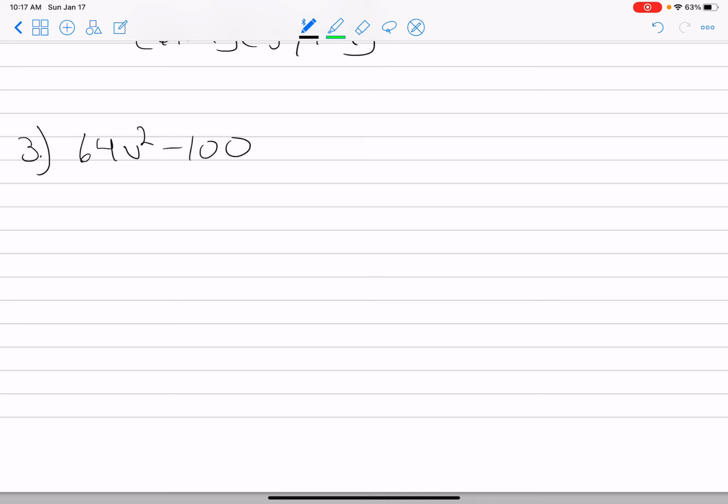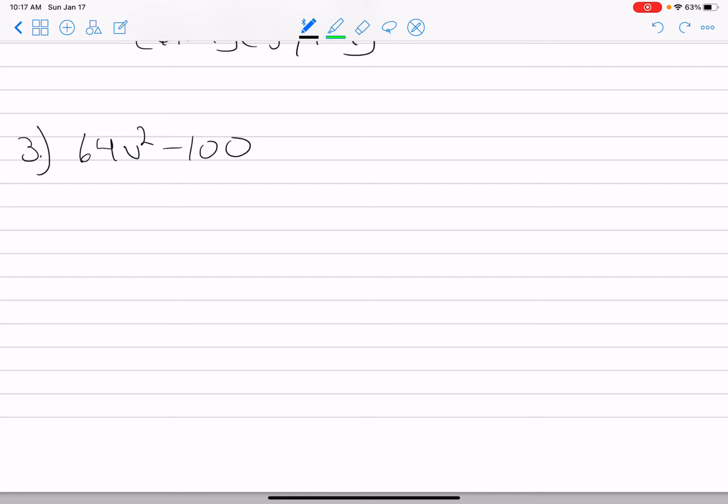All right. I see 2 terms. So I want to see, is it a special case? Is it a difference of squares? Is it a sum of cubes? Is it a difference of cubes? It's a difference. This is a perfect square, and this is a perfect square. And there's where you're going to make the mistake. What is the first thing you always have to check?